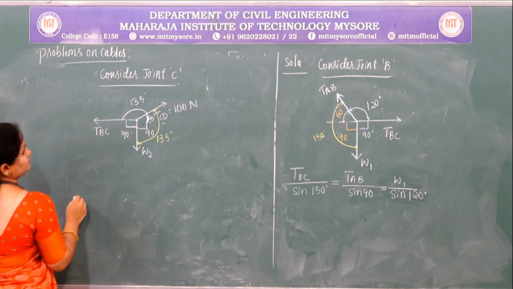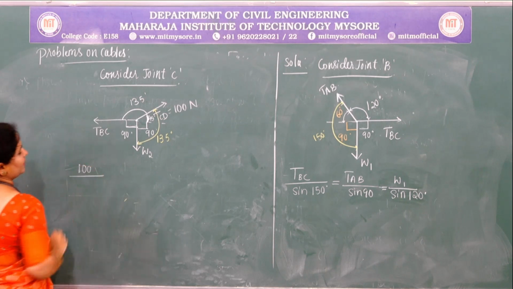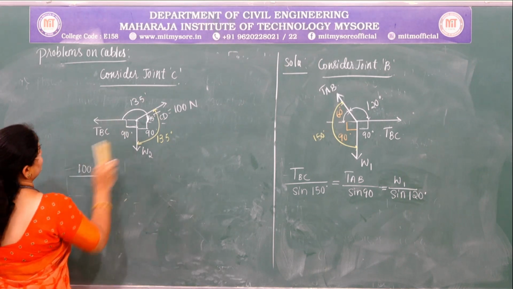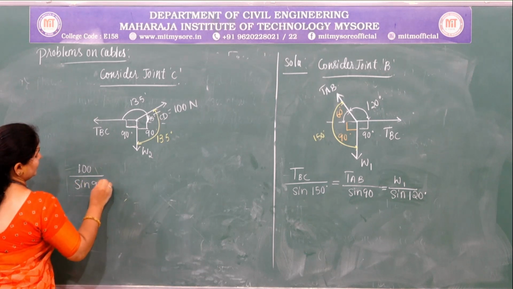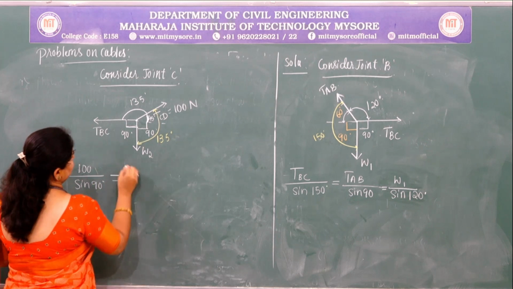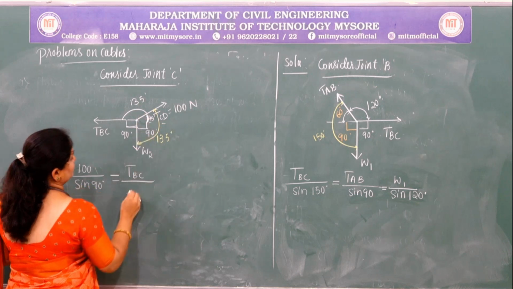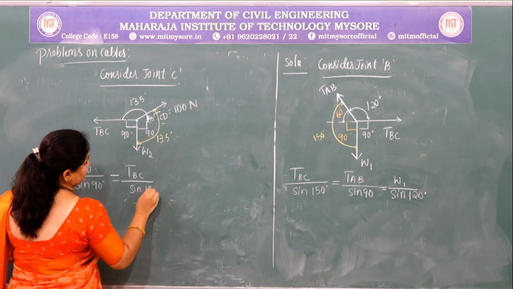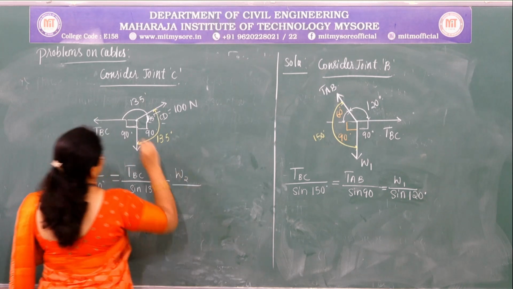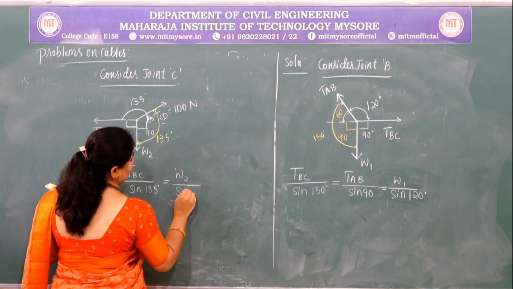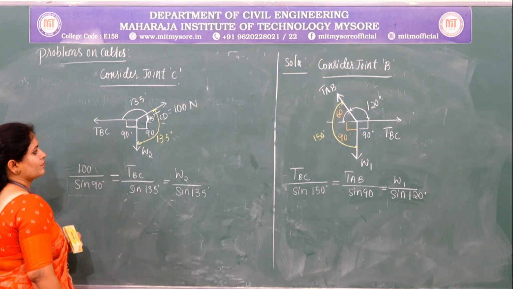apply the Lami's theorem, that is TCD, which is equal to 100 divided by sine of angle between other two. So other two forces is TBC and W2, which is 90 degree, which is equal to TBC divided by the angle between other two is 135, sine 135, which is equal to W2 divided by the angle between other two is again 135, that is sine 135 degree. Right.